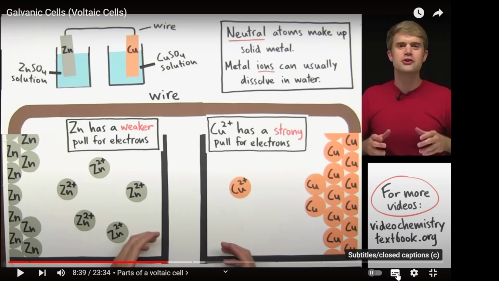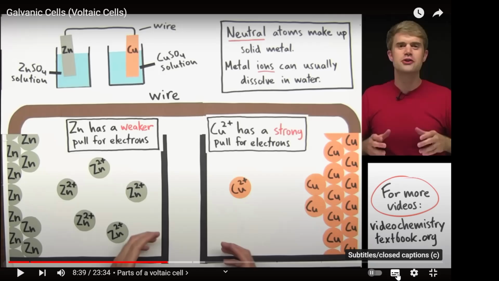Zinc is turning into zinc 2+. It goes from zinc 0 to zinc 2+. What process is that? Oxidation. And it sends its 2 electrons away from it. So what process is that? Oxidation, right? So over here we have oxidation.